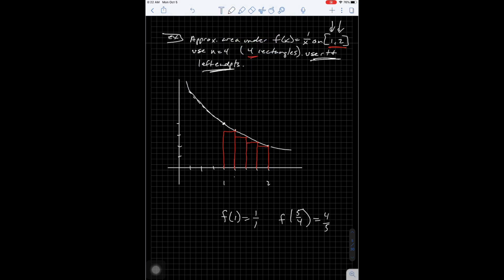And I'm going to label these. This right here is 5/4. This is going to be 3/2. This is going to be 7/4 and 2. I'm just counting by fourths and making them all proper fractions.